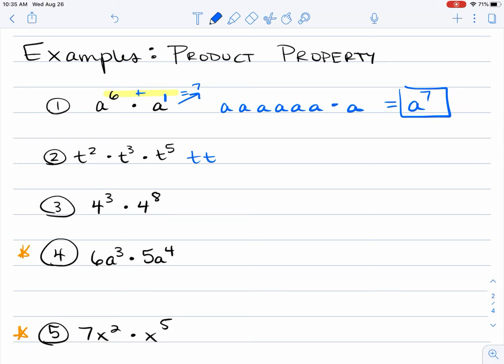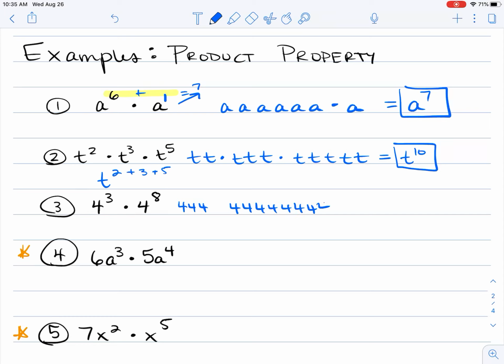Again, if I use expansion, I've got 2 t's times 3 t's times 5 t's. So in terms of how many total t's there are, there are 10. And again, I can get that by thinking t to the 2 plus 3 plus 5 power, which again is 10. In this case, with the 4s, you can expand with 3 4s and then 8 4s. And if you count them, there are 11 total 4s. Again, you could get that by using the property as well.